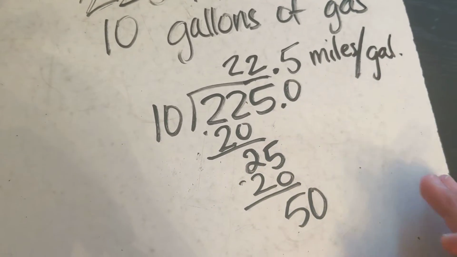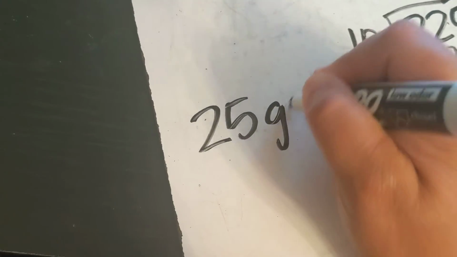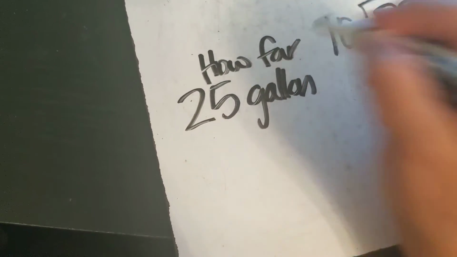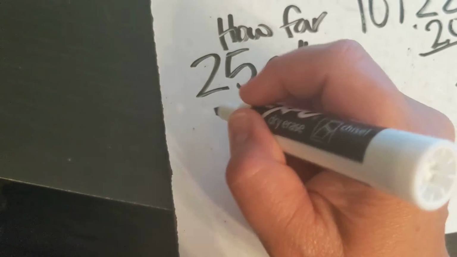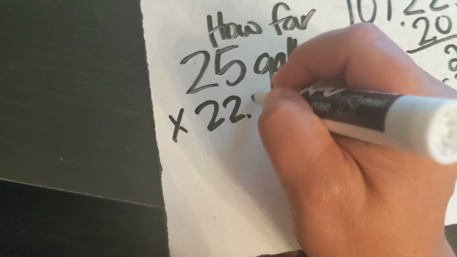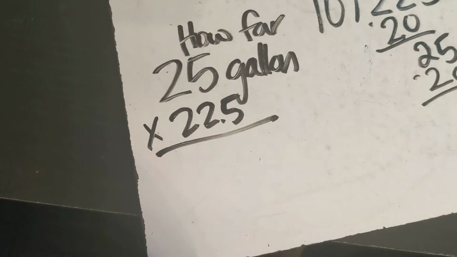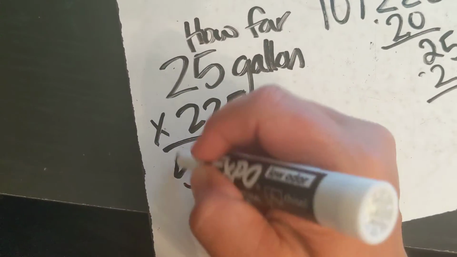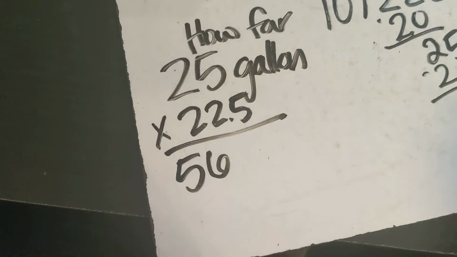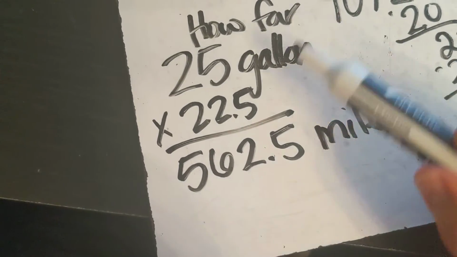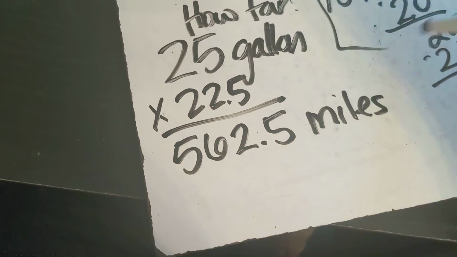Now that second part of the question: How far can I go on 25 gallons? So I'm going to take that unit rate that we had right over there, and I'm going to multiply it. So I'm going to take 25 times 22.5. We can work this out, but I already did work this out, so I can make this quick. And it's 562.5 miles.